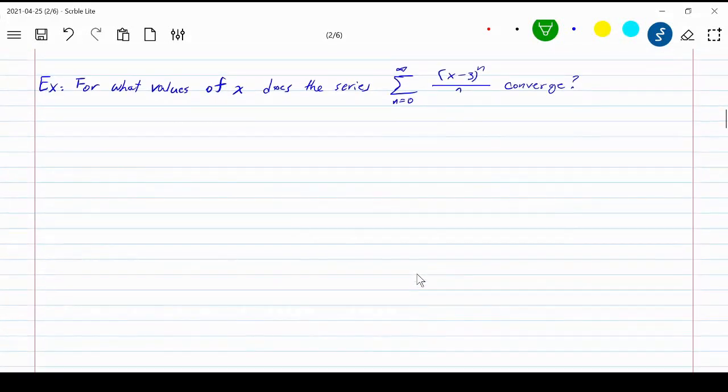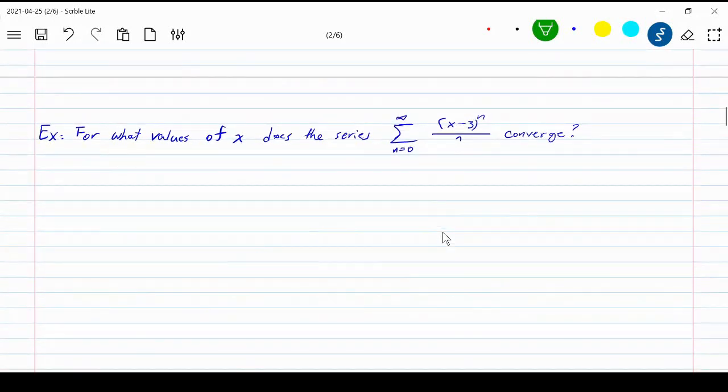Let's try another example. For what values of x does the series converge? The series of (x minus 3) to the power n divided by n. What you notice is the center of the series in this case is 3, from x minus a, where a is chosen to be 3. So this is a power series centered at 3.